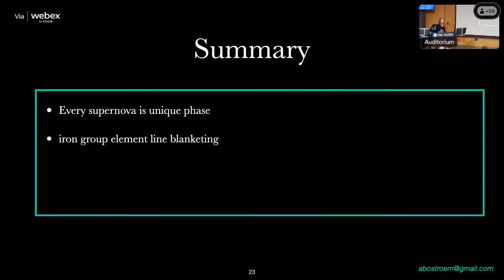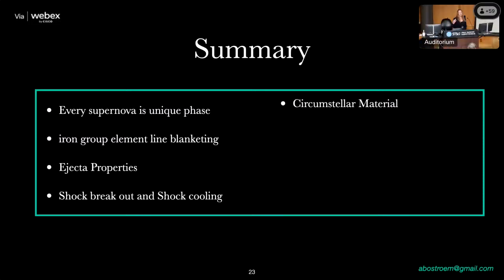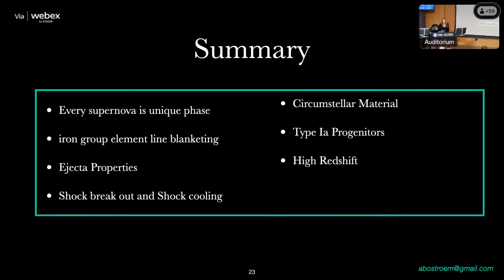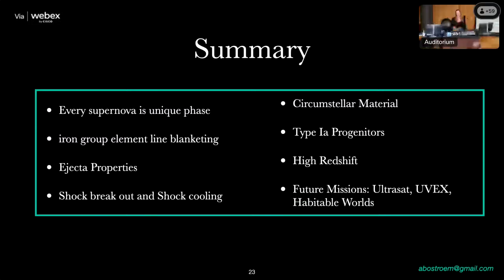The iron group elements are providing line blanketing, which suppresses the UV flux and makes it essential to get early time observations. But these observations give us information on the ejecta properties like clumping, and tell us about shock breakout and shock cooling, which gives us progenitor information, information on the materials surrounding the stars before they explode and their mass loss histories, the progenitors of type Ia supernova, and the high redshift universe. And then finally, I think future missions are really going to increase our sample size and push us to earlier times so that we can learn even more about what's going on in these stars.